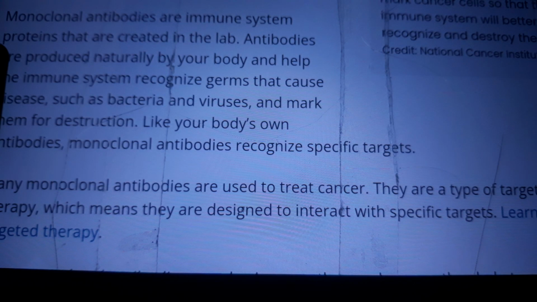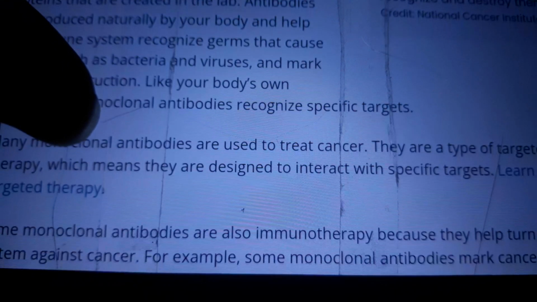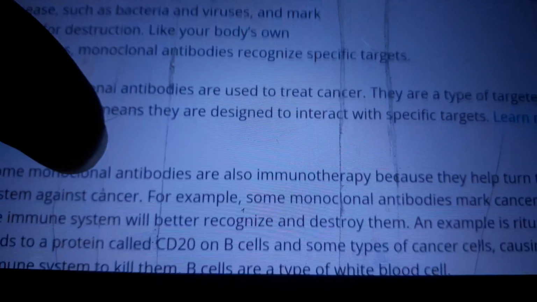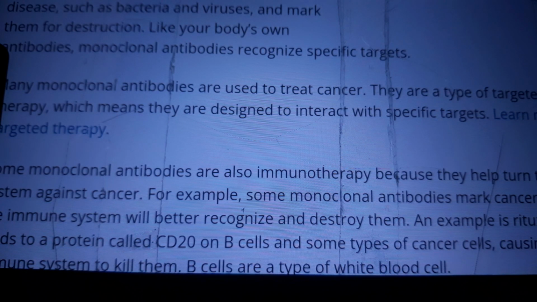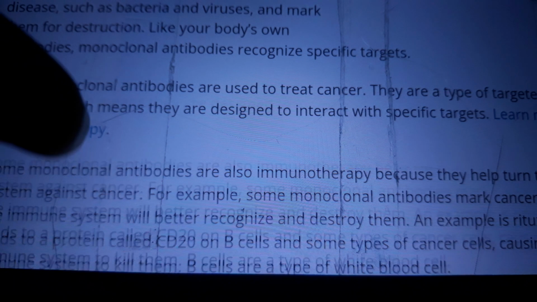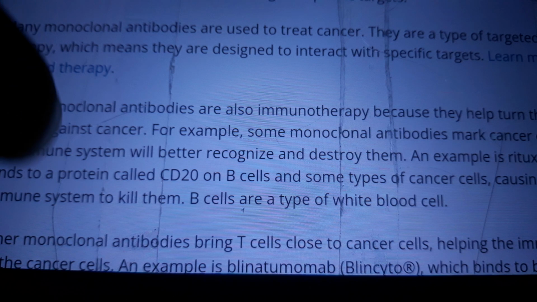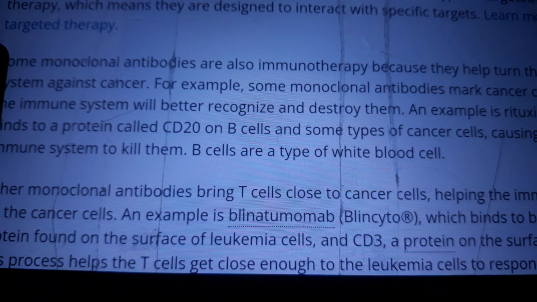Monoclonal antibodies are immune system proteins that are created in the lab. Antibodies are produced naturally by the body and help the immune system recognize germs that cause disease, such as bacteria and viruses, and mark them for destruction. Like your body's own antibodies, monoclonal antibodies recognize specific targets. Many monoclonal antibodies are used to treat cancer. They are a targeted cancer therapy, which means they are designed to interact with specific targets. Learn more about targeted therapy.